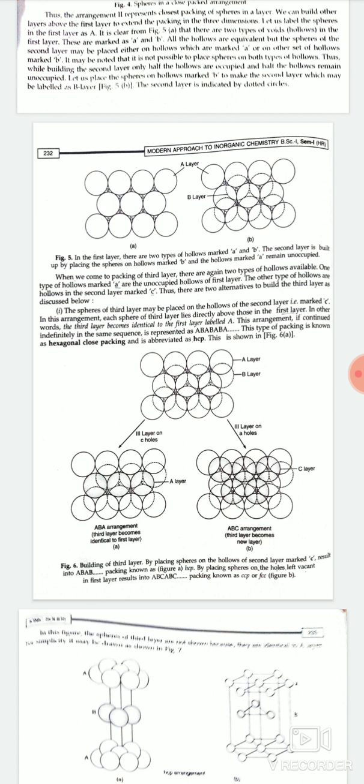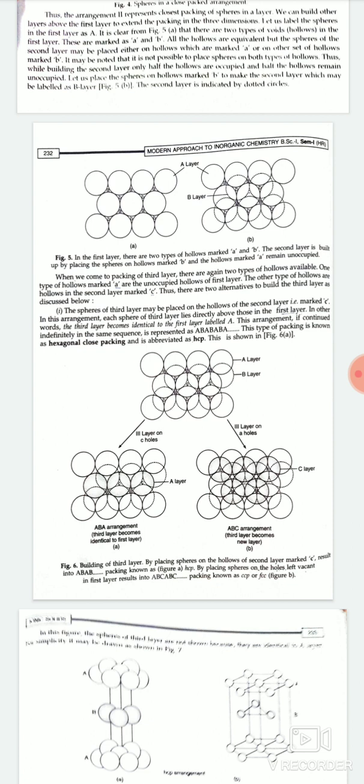When we come to packing of the third layer, there are again two types of hollows available. One type of hollow, marked A, are unoccupied hollows of the first layer. The other type are the hollows discussed in the second layer, marked C. Thus there are two alternatives to build the third layer as discussed below. First, the spheres of the third layer may be placed on the hollows of the second layer, that is, marked C. In this arrangement, each sphere of the third layer lies directly above those in the first layer.